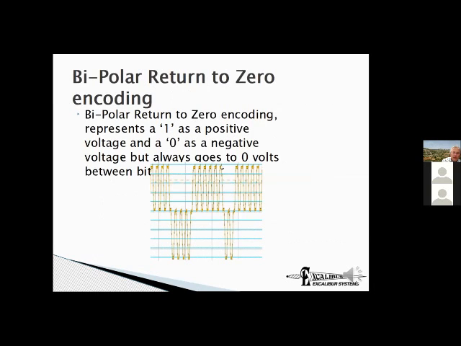Now, bipolar return to 0 is familiar to us from 429, because in fact, that's what 429 uses. The idea being, bipolar means it can go either up or it can go down, and return to 0 means that between bits, it always is 0. So this line here in the middle, it gets there between each bit, as in fact you see it does. So that's the other method of indicating a 1 or a 0.